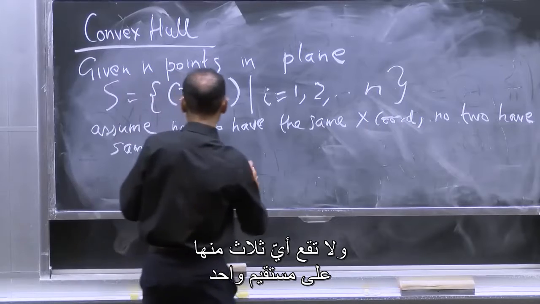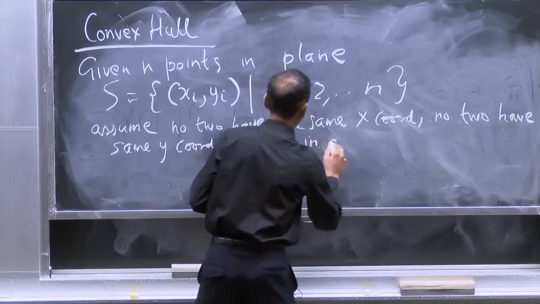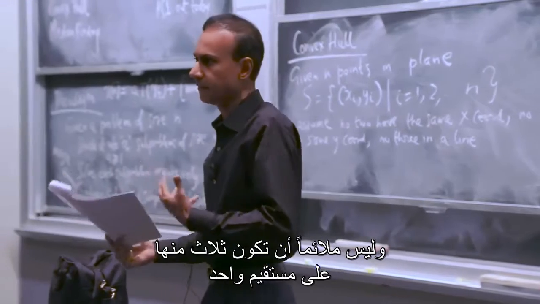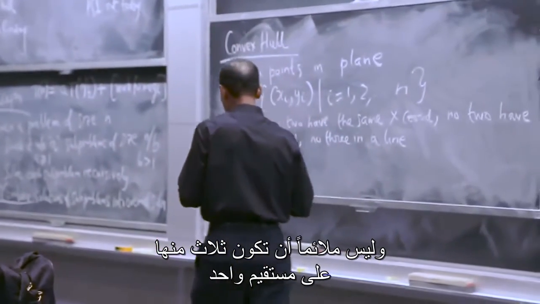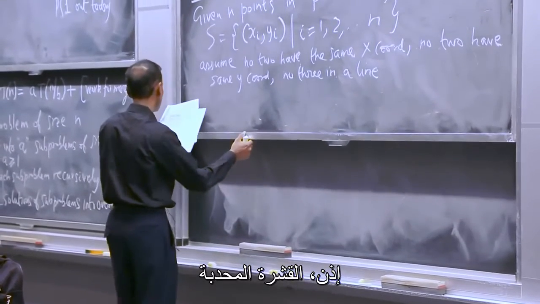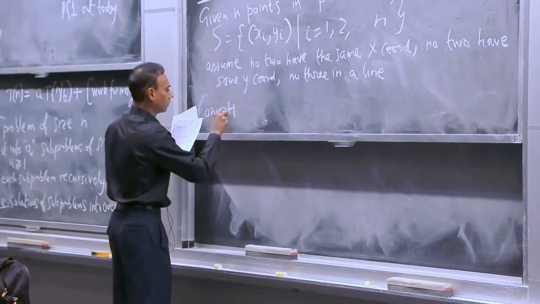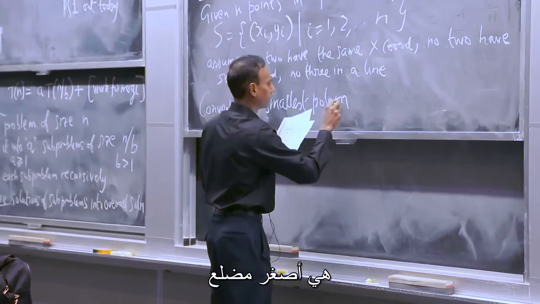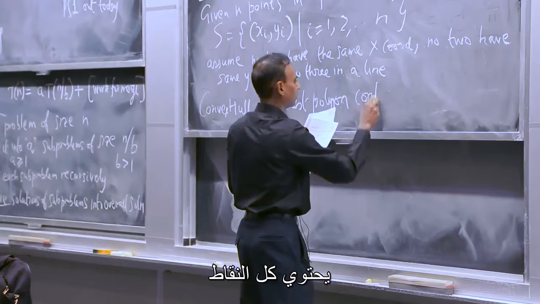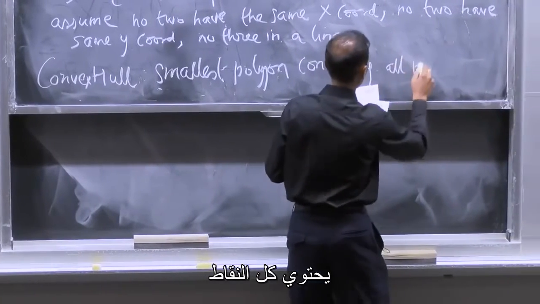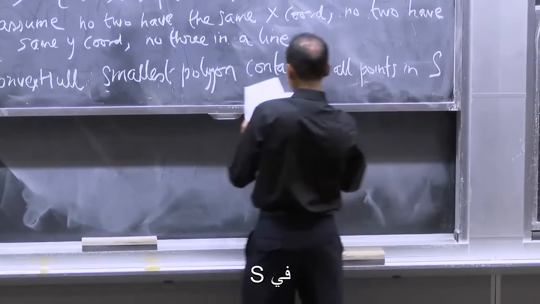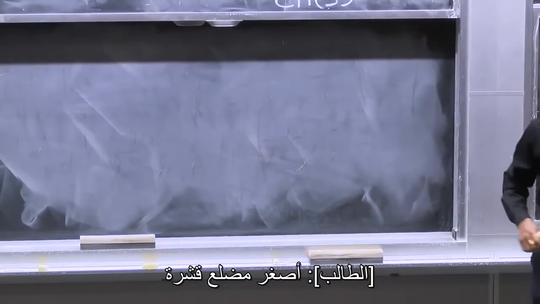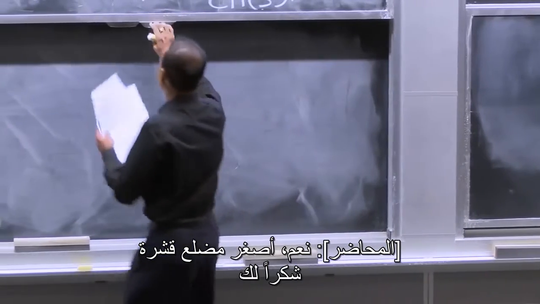And then finally, no three in a line. Okay. Because we want to be able to look at pairs of points and find these segments. And it just gets kind of inconvenient. You have to do special cases if three of them are on a line. And so the convex hull itself is the smallest polygon containing all points in S, and we're going to call that CH of S, convex hull of S. As the smallest convex polygon.